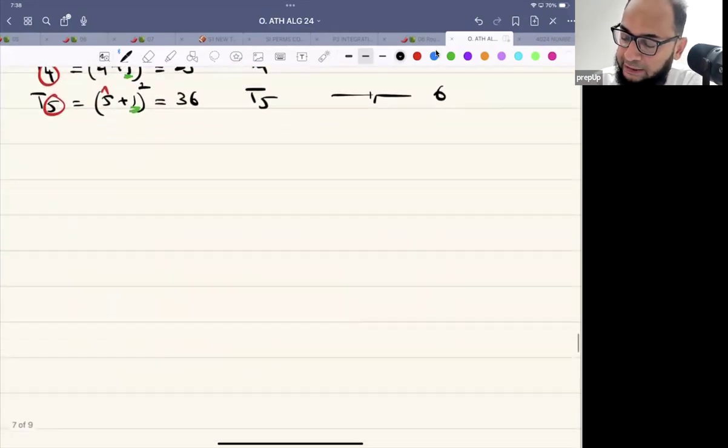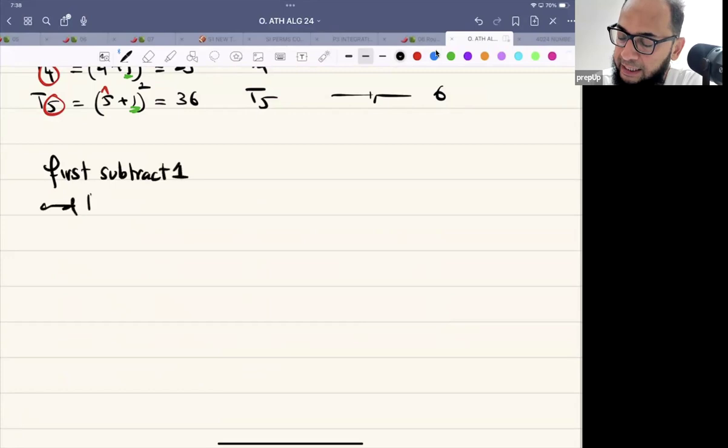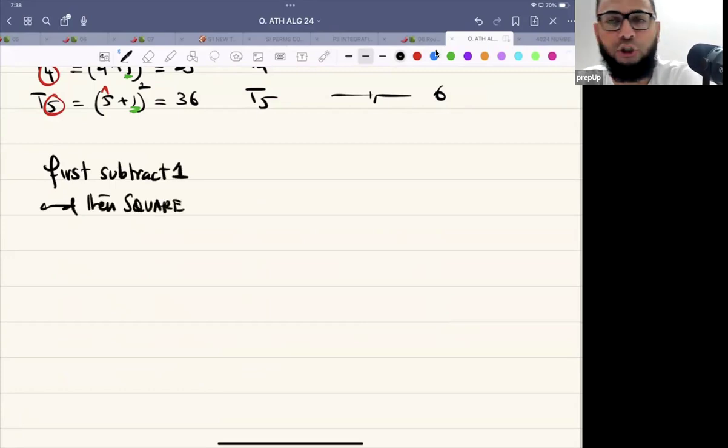Someone can also say this: first subtract 1 and then square. Let's try this one out also. It's just exploration. Once you explore the maximum possible things, you will have a very good understanding when you see the questions, because you have explored it all. So in today's class, we are exploring it to the max.